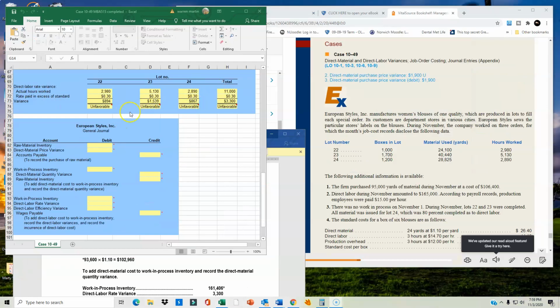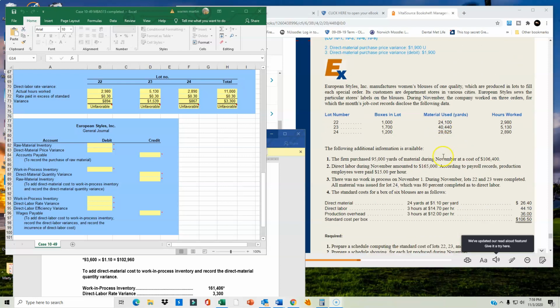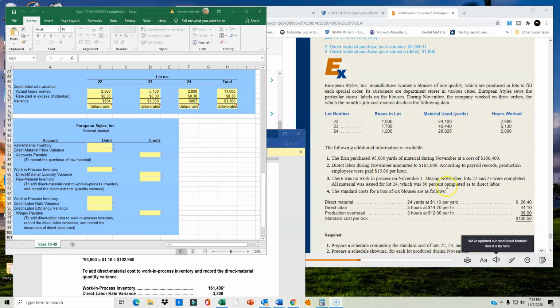All right, so we got that filled in. So now we're going down here to the journal. So again, everything is over here. It just takes understanding how to decipher it. But anyway, this is about the raw material inventory. And where we get this information is up at the top.